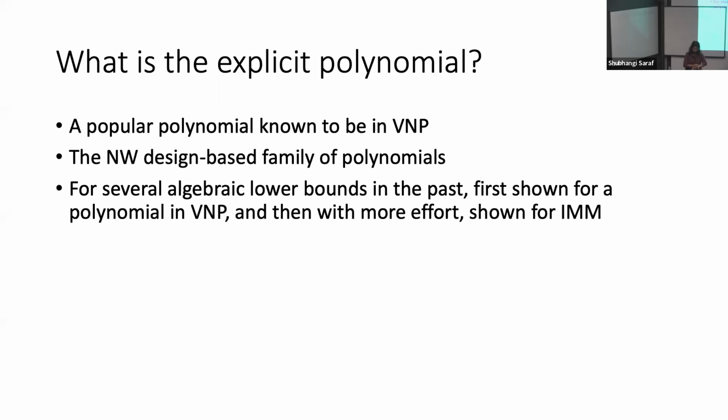Okay, so let me tell you what this polynomial is. I said we can't do it for the IMM, but we can do it for some polynomial. Let me tell you what this some polynomial is. It is a very popular polynomial for proving lower bounds. It's the Nisan-Wigderson family of polynomials.